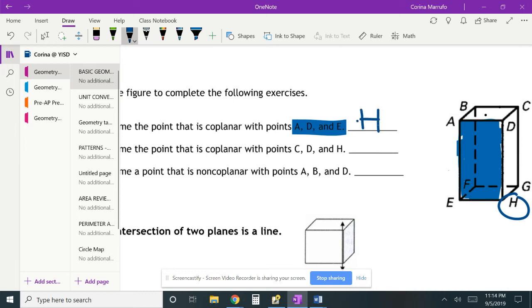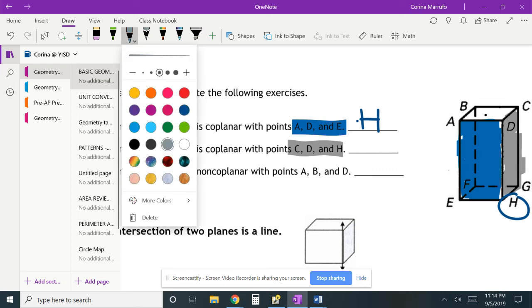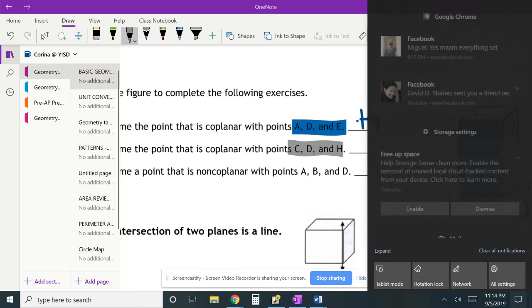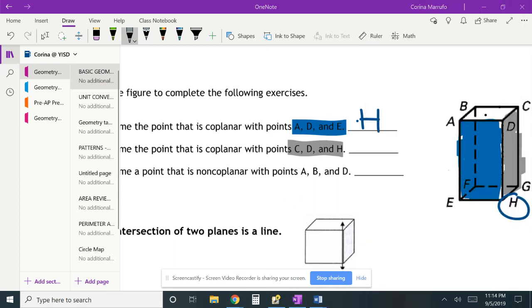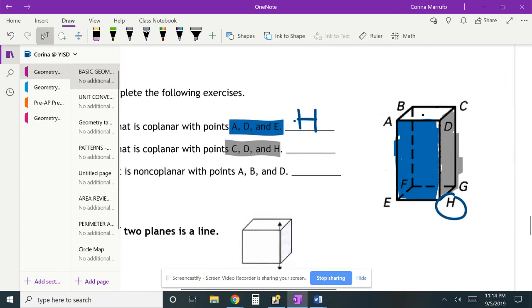The next one is name the point that is coplanar with C, D, and H. So C, D, and H, let's look for C, D, and H. That's this side panel right here, C, D, and H. And the point that is coplanar with C, D, and H is going to be point G.